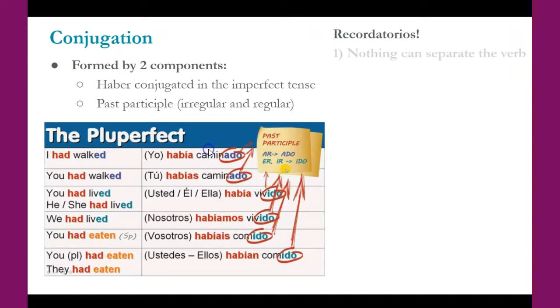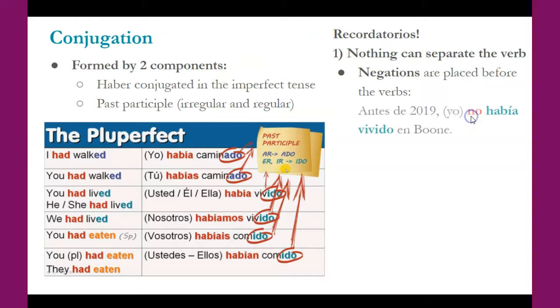So some reminders: nothing can separate the verb. This is a compound tense, and the auxiliary verb haber conjugated in the imperfect tense and the past participle have to be together in Spanish. Nothing can separate them. So for example, negations are placed before the verbs. They are not in between. They're placed before the verb. So, antes de 2019 yo no había vivido en Boone.